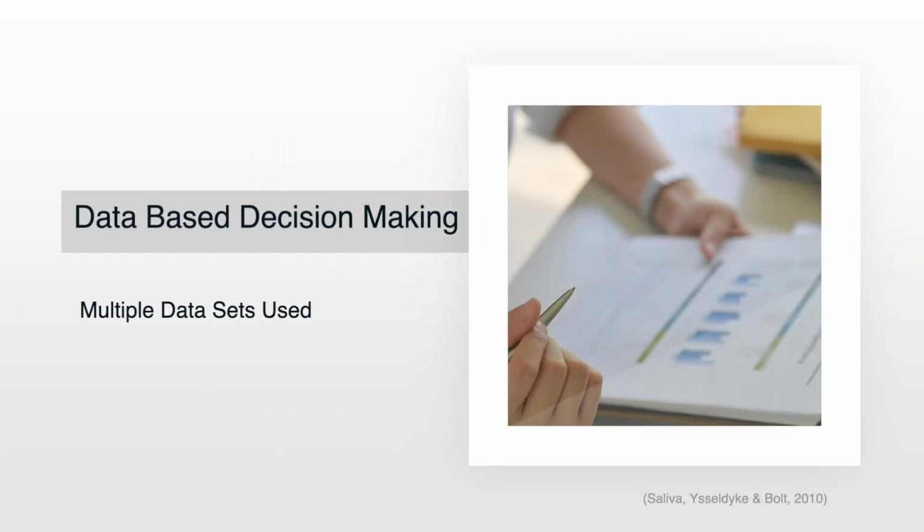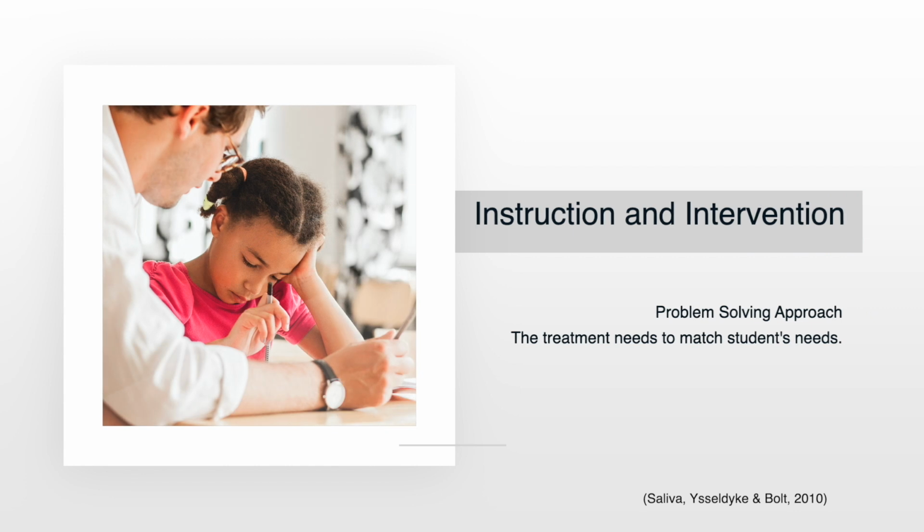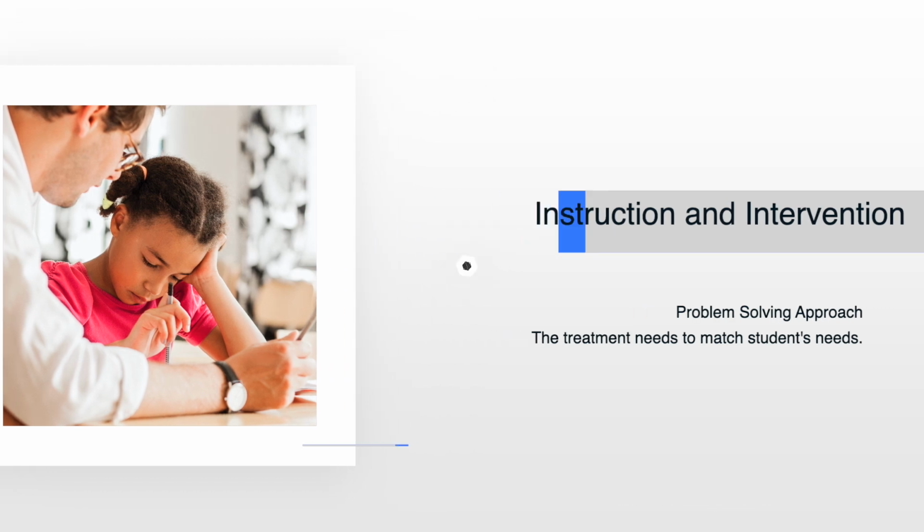A fundamental approach to RTI is data-based decision-making. School teams utilize different sets of data to make various decisions as far as instructional and intervention approaches for all students. However, we do tend to use universal screening data to place students in the available intervention without applying a problem-solving approach so that the intervention or treatment matches student needs.